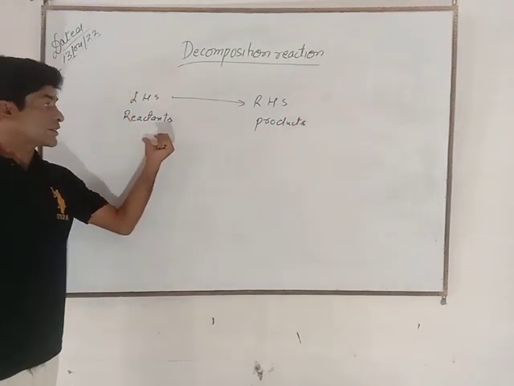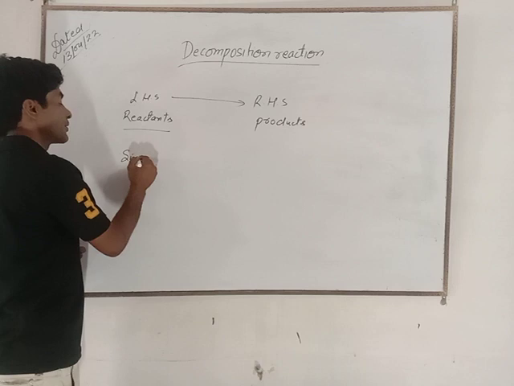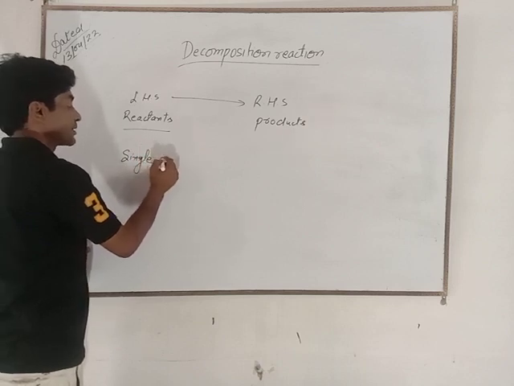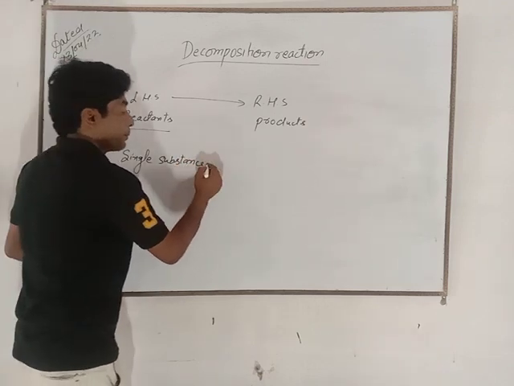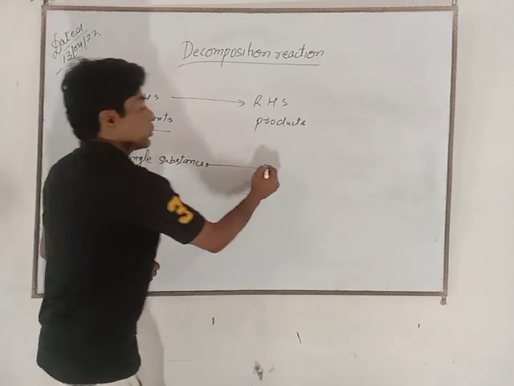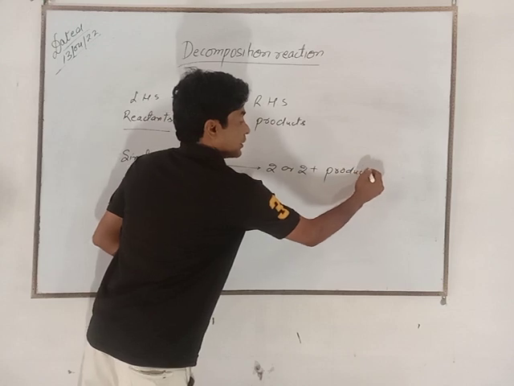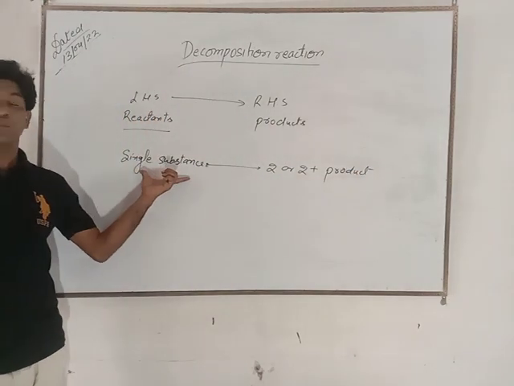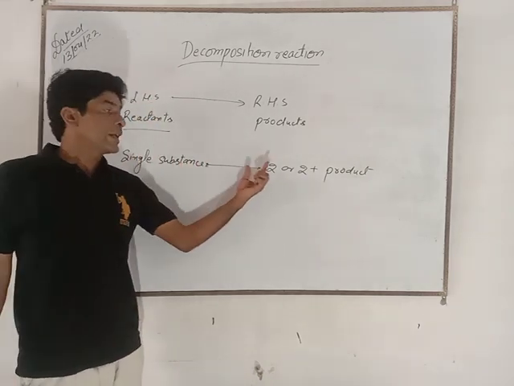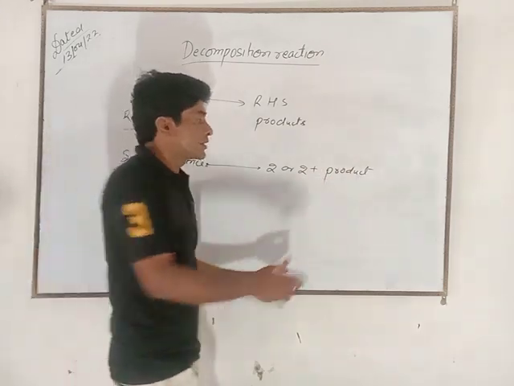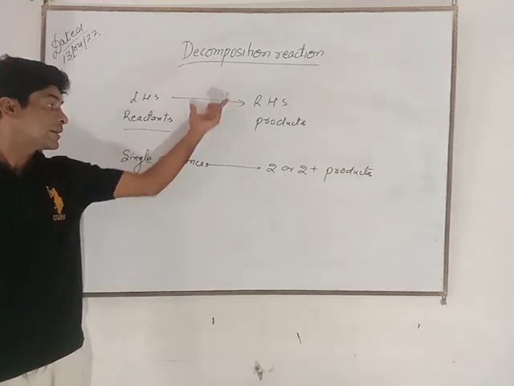Then when a single substance is on the left hand side, it means when a single chemical substance breaks down into 2 or 2 plus products, right? When one single substance, meaning the reactant side or LHS side, breaks down into 2 or 2 plus products, then this type of chemical reaction is known as decomposition reaction, right?